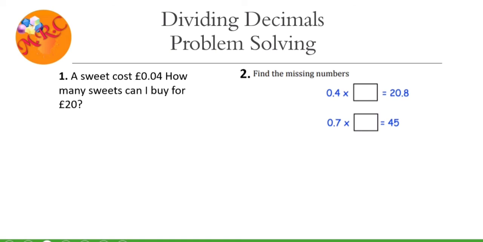Alright, continuing. So now we go to problem solving, and the first question is: a sweet costs, correction, a sweet costs 4 pence. How much sweet can I buy for 20 pounds? So this is telling me that I'm dividing 20 by 0.04.